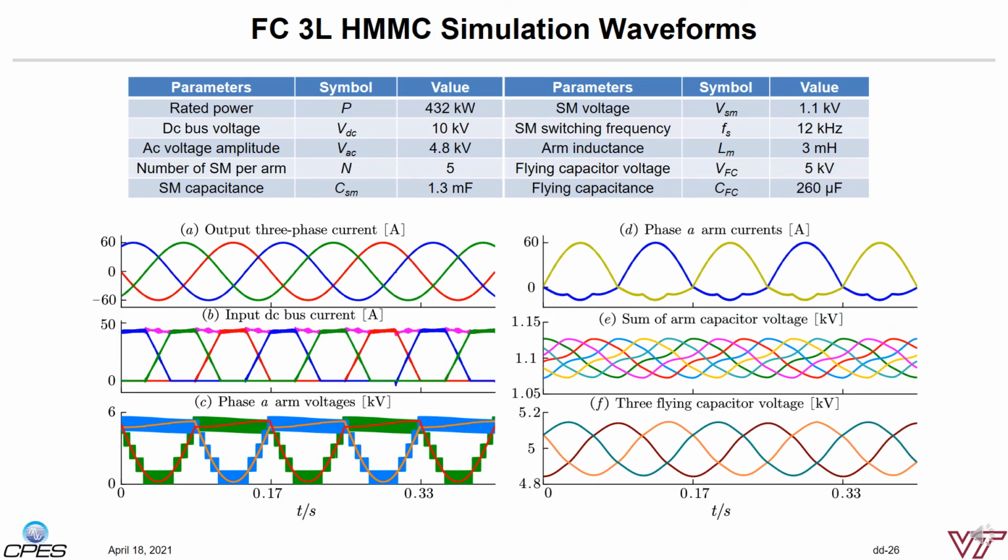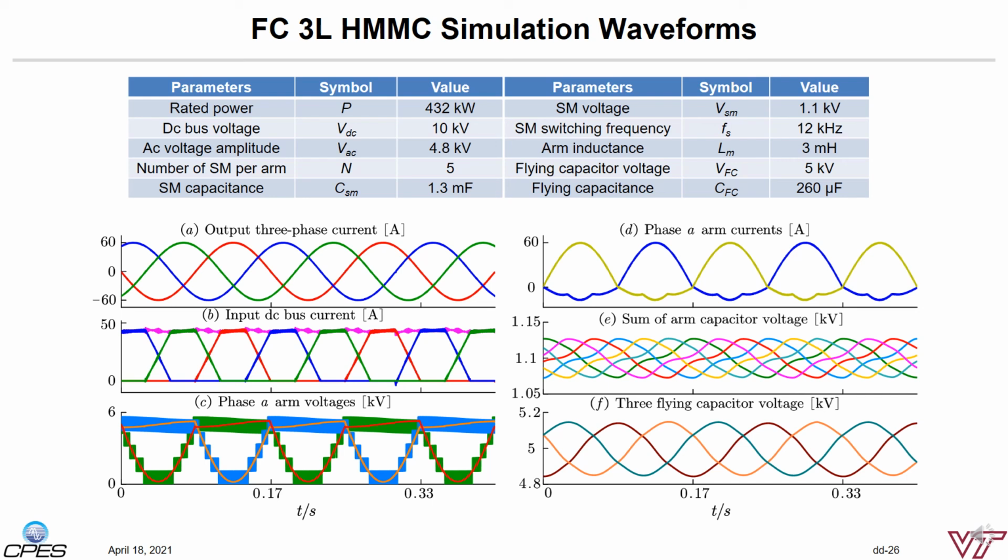So this page shows a medium voltage high power AC-DC converter simulation based on the flying capacitor-based HMMC solution. The DC-link voltage is 10 kilovolts, delivering about 450 kilowatts power to a 4.8 kV AC output. The flying capacitor value is set around 260 microfarad with the 5 kV operation level. Each arm consists of 5 MMC submodules, and each module has a 1.1 kV DC internal capacitor. So you can see the total arm voltage only needs to cover half of the total DC voltage.